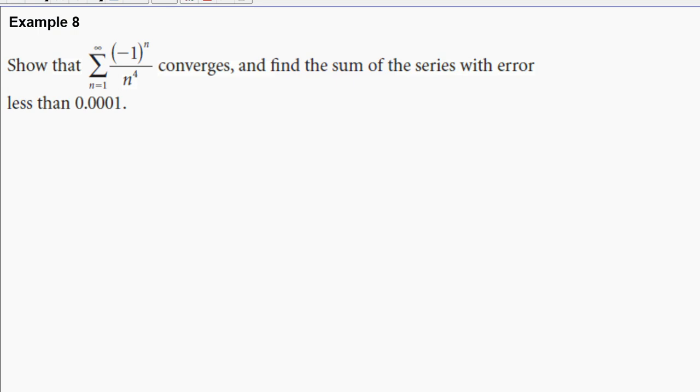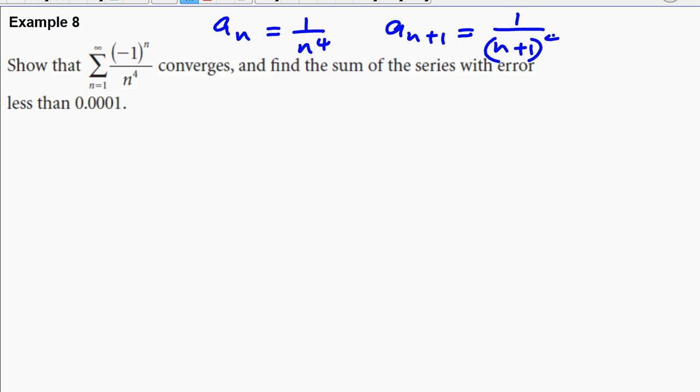Now, the first thing that we have to do is show that this series converges by the alternating series test. So S sub n is 1 over n to the power 4. S sub n plus 1 is equal to 1 over n plus 1 to the power 4.